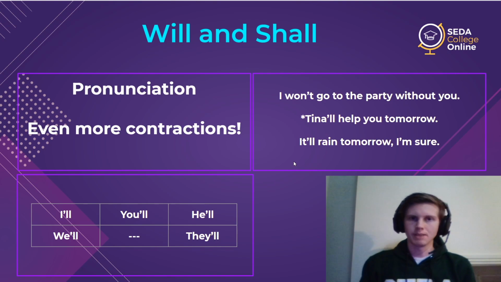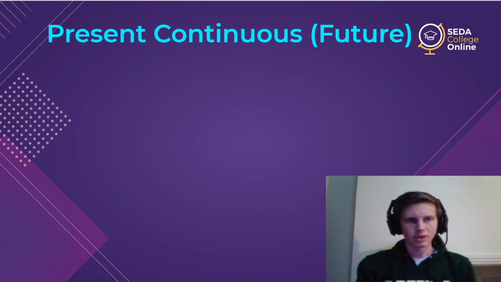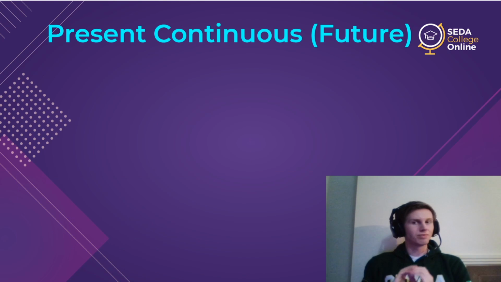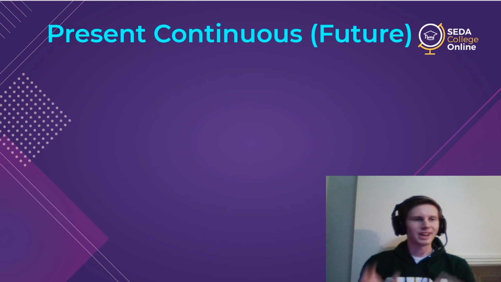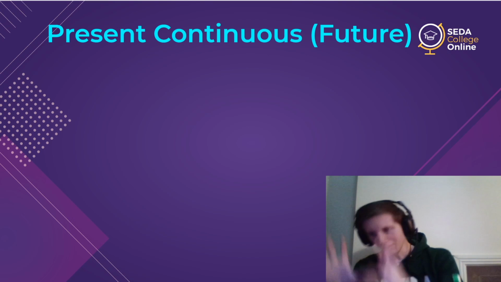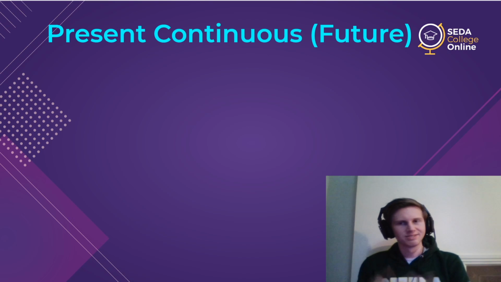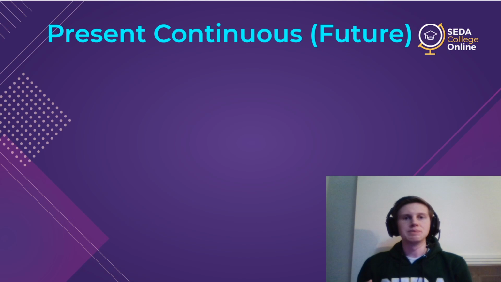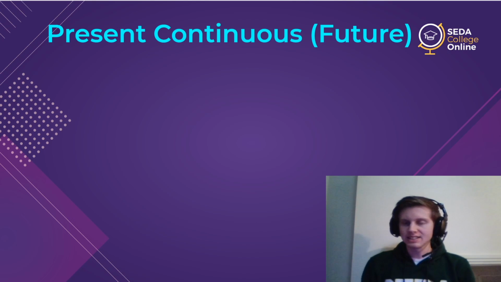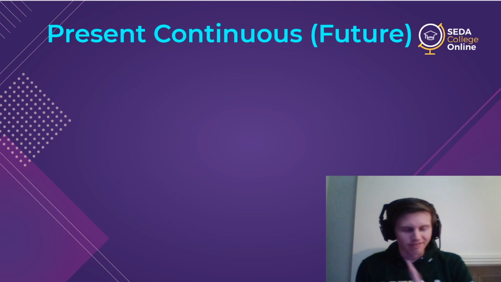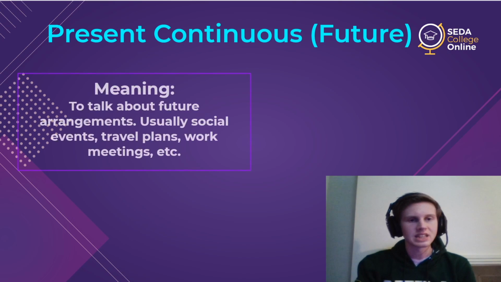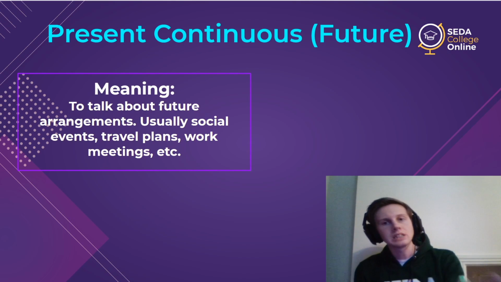And again, another example, it'll rain tomorrow, I'm sure. So let's move on to the next grammar point, the present continuous for the future. So we've got a present tense used to express a future idea. Fun, right? So if you were here for the last lesson, this is going to look very, very familiar. It's the exact same rules, except the meaning is different.